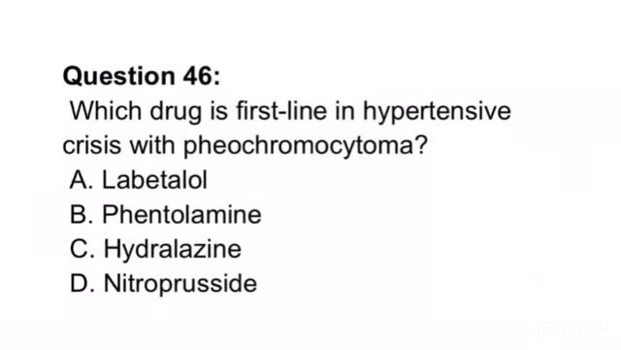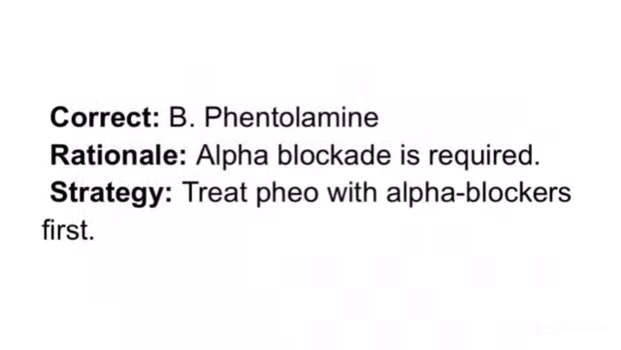Question 46. Which drug is first line in hypertensive crisis with pheochromocytoma? A. Labetalol. B. Phentolamine. C. Hydralazine. D. Nitroprusside. Correct, B. Phentolamine. Rationale: alpha blockade is required. Strategy: treat pheo with alpha blockers first.